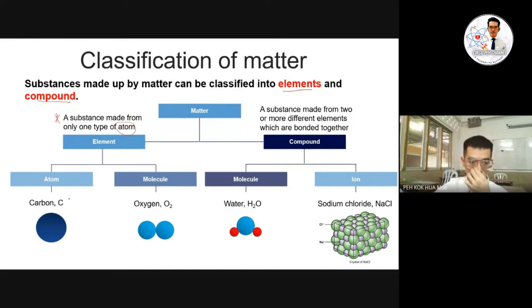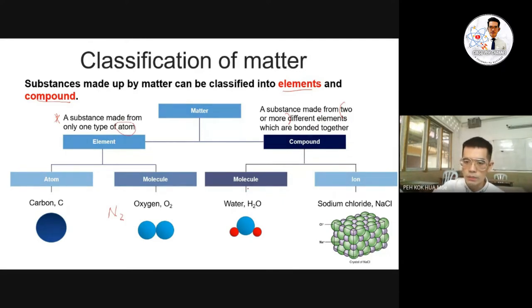The example of an atom given here is carbon. And for the molecule, you can see there are two atoms of oxygen joined together, so this is a molecule of oxygen. We have another example, nitrogen, which is also a combination of the same type of atom. On the other hand, you can look at the definition for the compound. The compound is made up of two or more different types of elements which are bonded together.